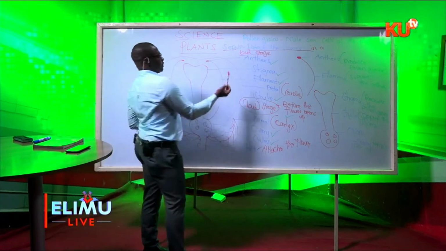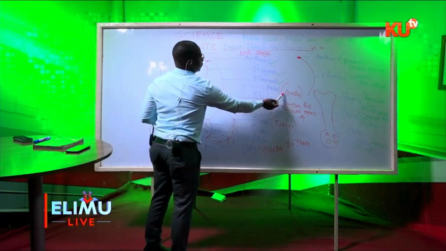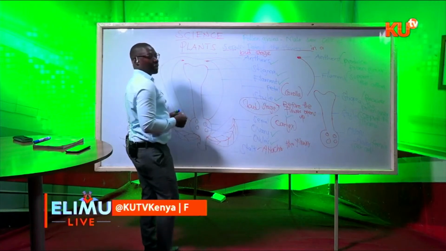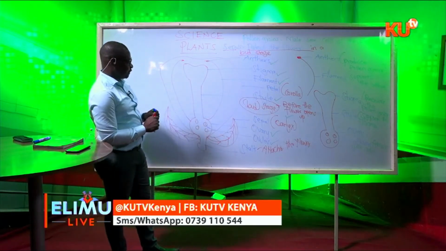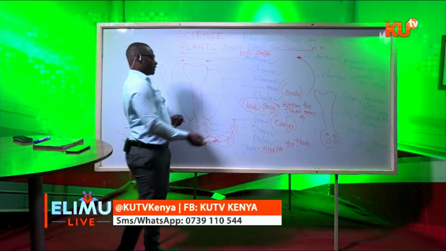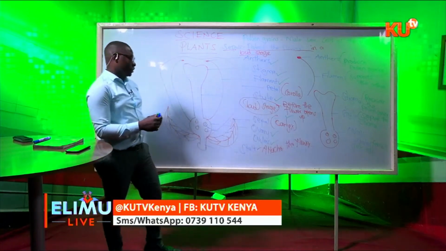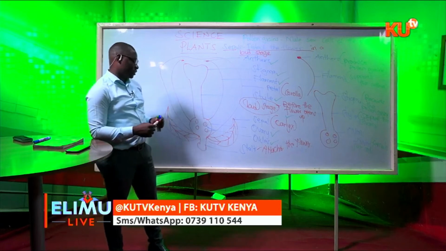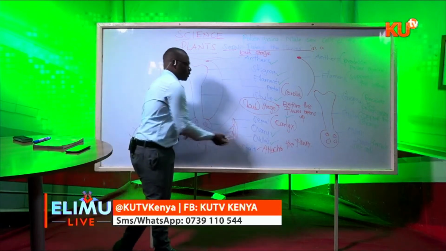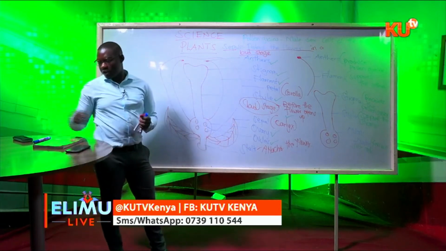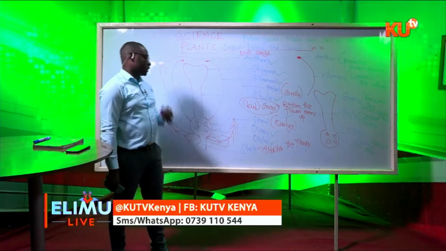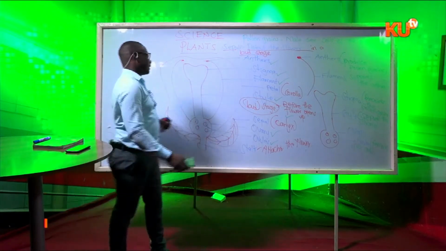The other parts, we have the petals, also called corolla. They attract the insects in insect-pollinated flowers. And then we have the sepals, collectively called the calyx, which protect the flower in a bud stage. Then finally we have the stalk, and the stalk attaches the flower to the plant. So these are the parts.